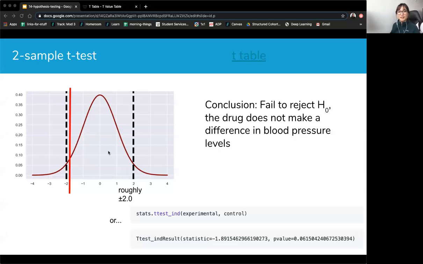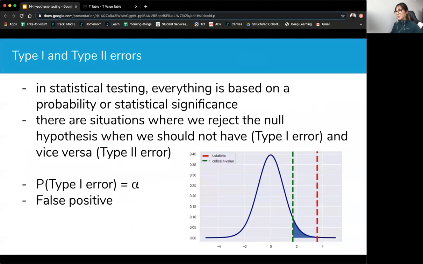Cool. I don't think there's any other questions, right? All right. Let's move on to type 1 and type 2 errors. So, type 1 and type 2 errors.